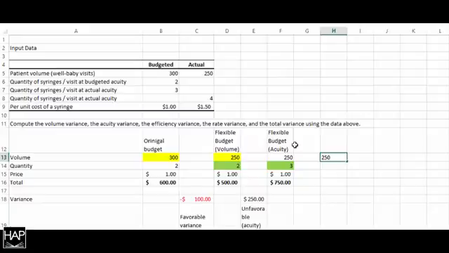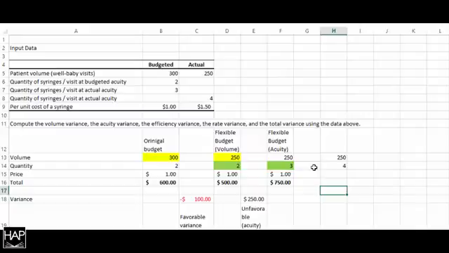Now we're getting even closer to actuality, so we're going to keep going and use the same volume of visits of 250 visits. That's the actual volume. But instead of using the 3 syringes per visit that were due to acuity, we see that they actually used 4 syringes per visit. So this is due to efficiency rather than acuity.